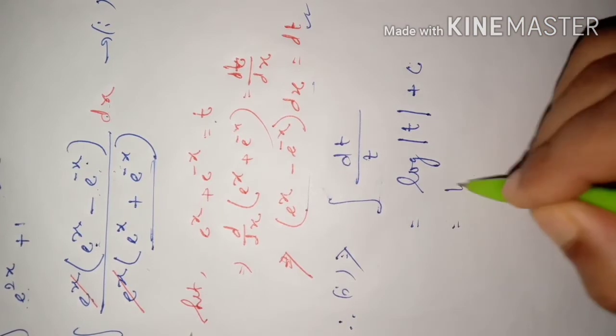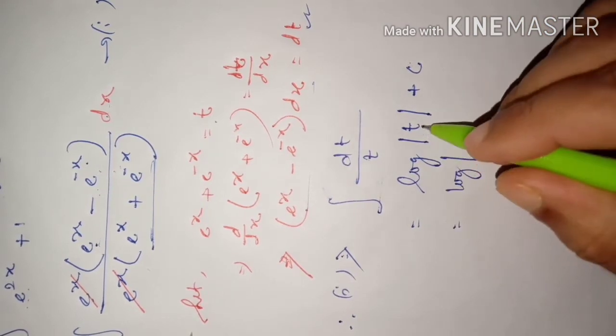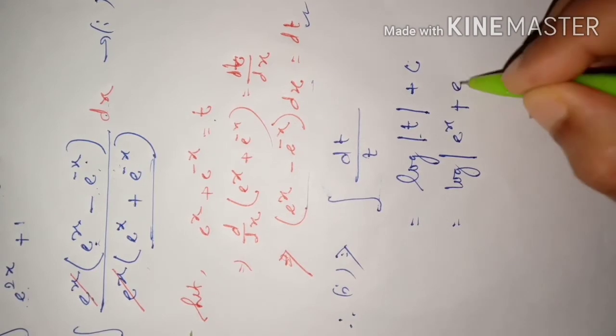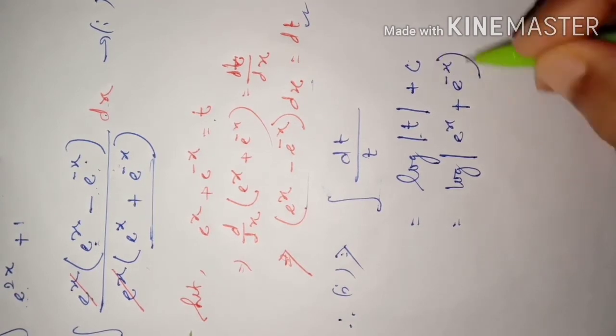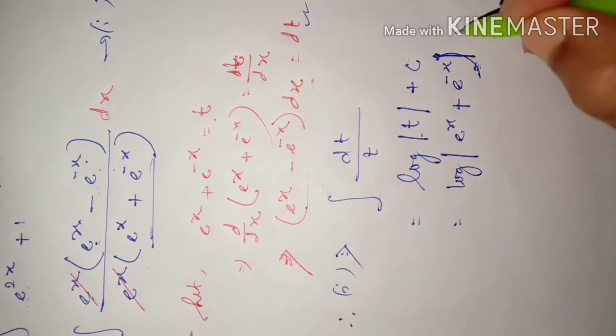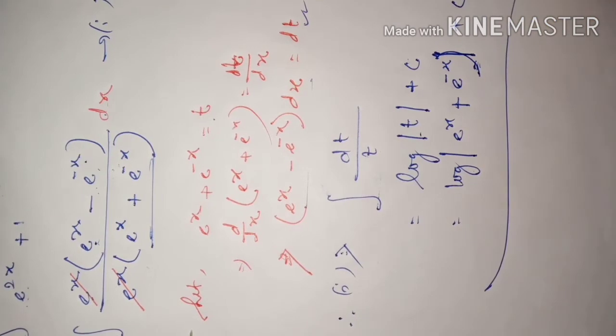So that way you can say log of, in absolute value sign you have to write, e to the power of x plus e to the power of minus x, because whenever we talk about logarithm, we talk about the logarithmic value of positive numbers only, no? So this is the answer. Okay dear students, this is the answer.